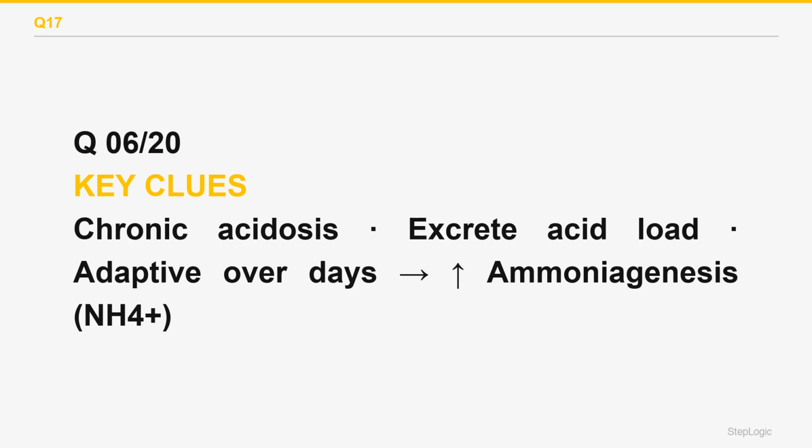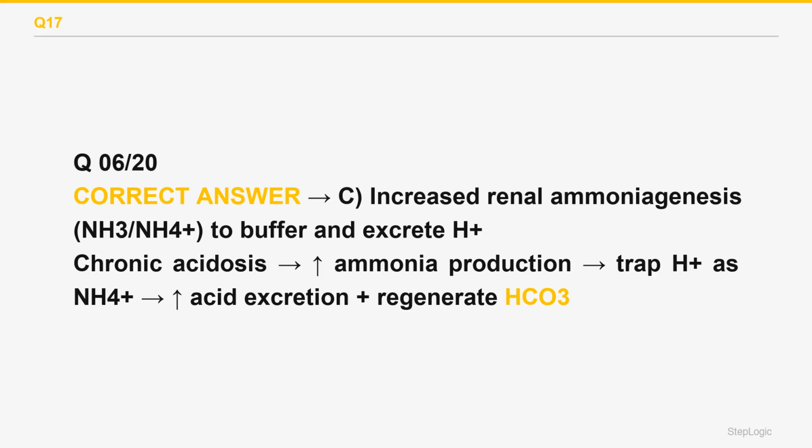In chronic acidosis, the proximal tubule cells increase production of ammonia from glutamine, renal ammoniogenesis, over several days. The ammonia, NH3, is secreted into the tubule, traps a hydrogen ion to become ammonium, NH4+, and is excreted in the urine. Each ammonium excreted allows the kidney to regenerate a bicarbonate. This adaptive increase in ammonia production is the main way the kidney ramps up net acid excretion. The correct answer is C.